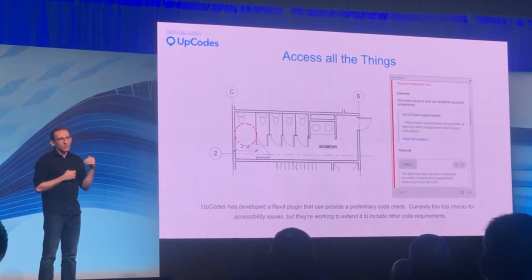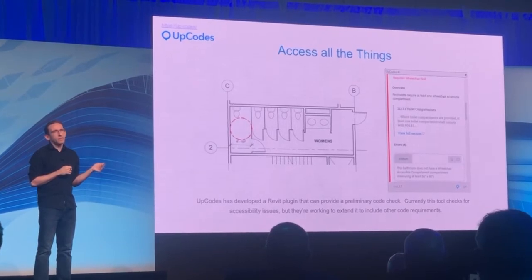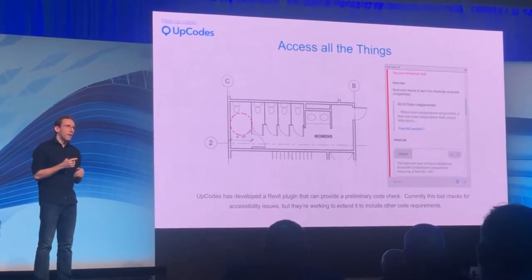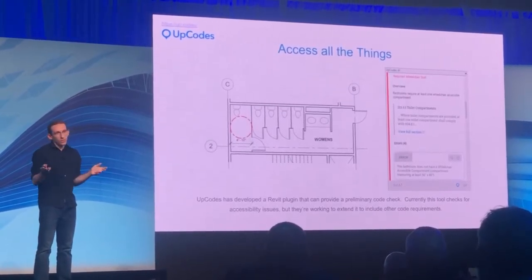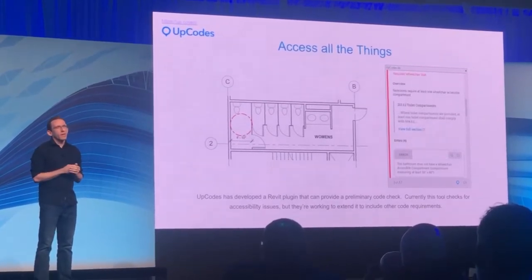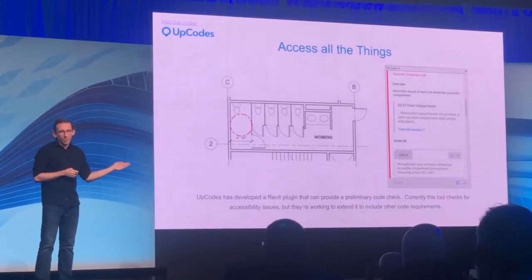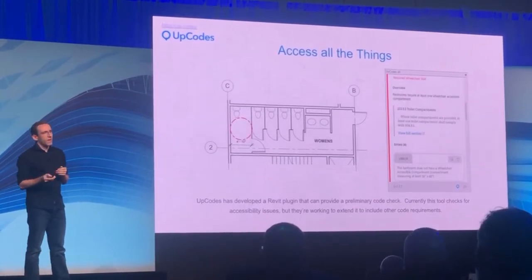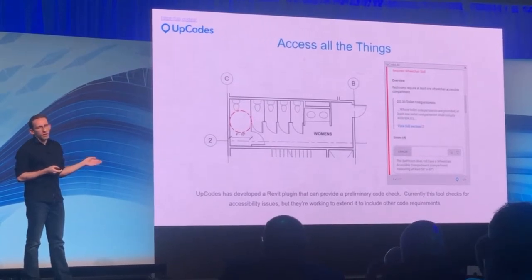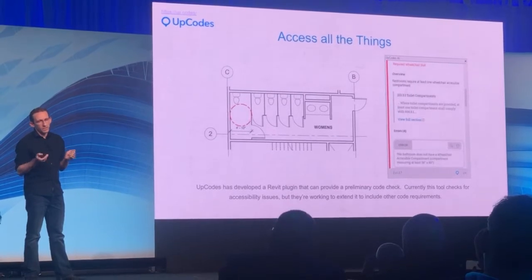So a company making one such tool is UpCodes. UpCodes has a Revit add-in that can actually do some preliminary code checking for your building. Now, UpCodes would tell you not to solely rely on this. It's still very early on in development, but it can provide a good first check when you're doing code analysis. So you can see here, I ran UpCodes' Revit add-in on my example project, and it found that my accessible bathroom stall is not actually wide enough to meet code.